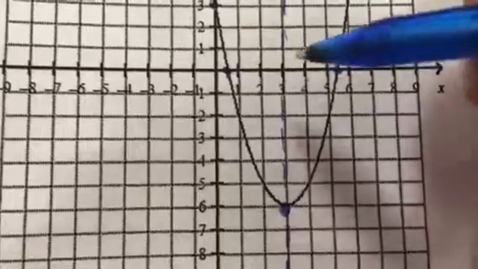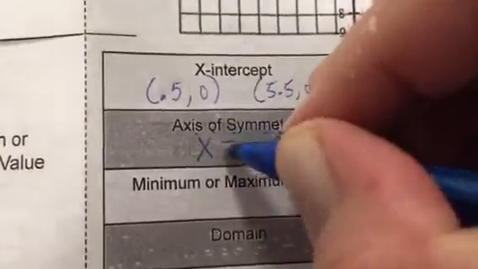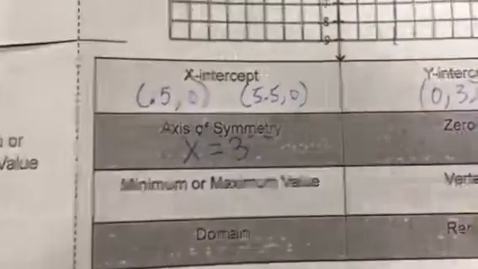Just draw the line all the way through. So my axis of symmetry is a line. Since it's a line, we should have an equation for it. X equals 3.